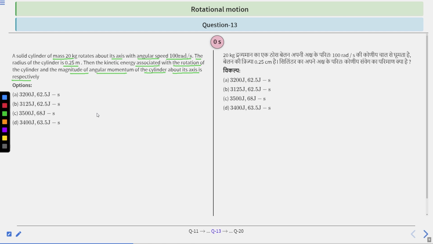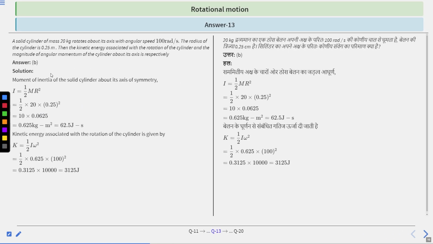Let's find the solution. The question asks about the kinetic energy associated with the rotation of the cylinder and the magnitude of the angular momentum of the cylinder about its axis, respectively. Note down: the moment of inertia of a solid cylinder about its axis of symmetry is I equal to half m r square. This I is the moment of inertia of the solid cylinder about its axis of symmetry.